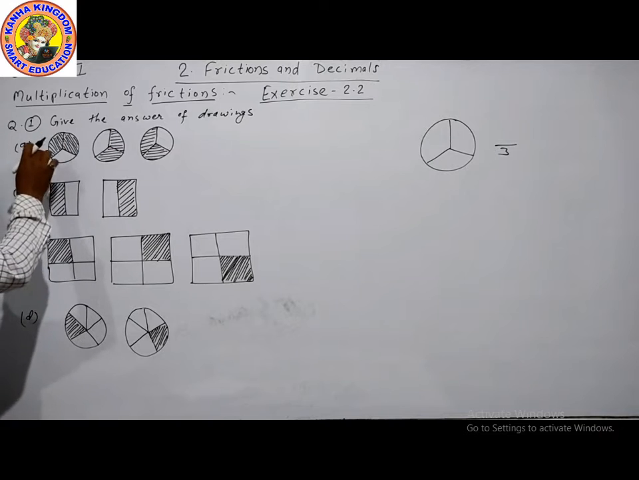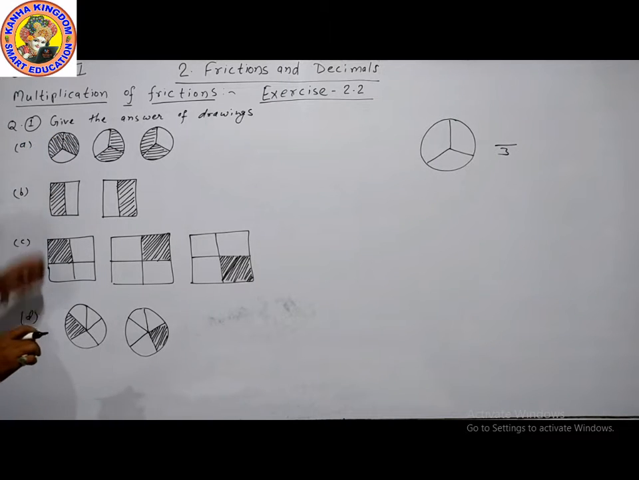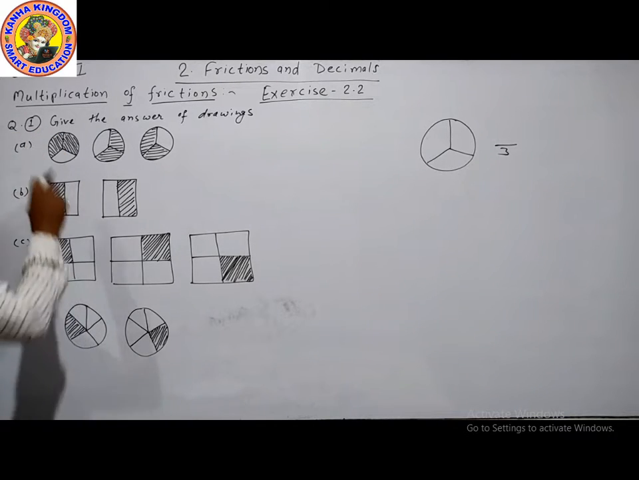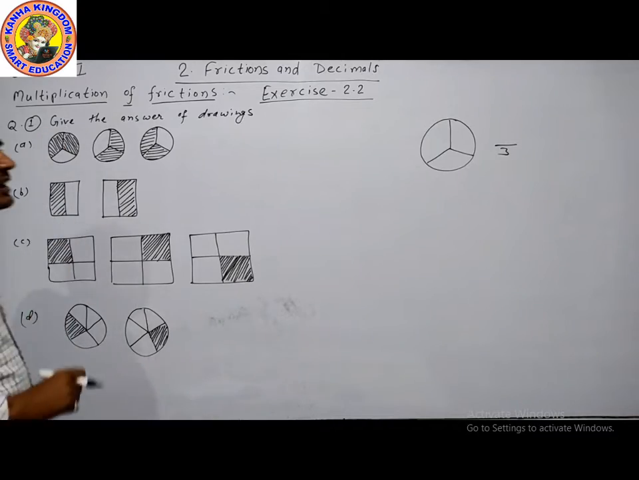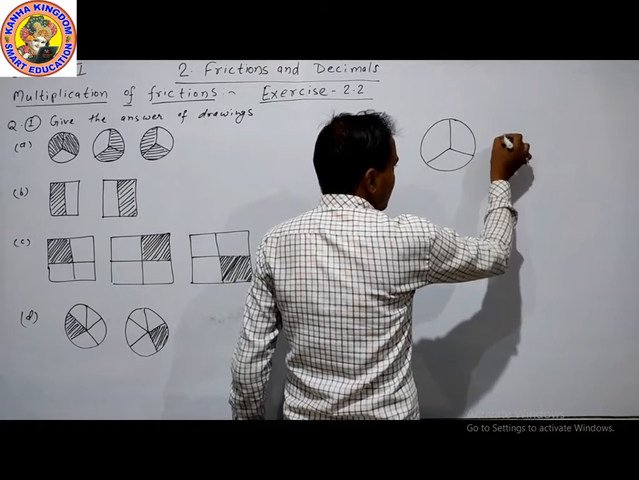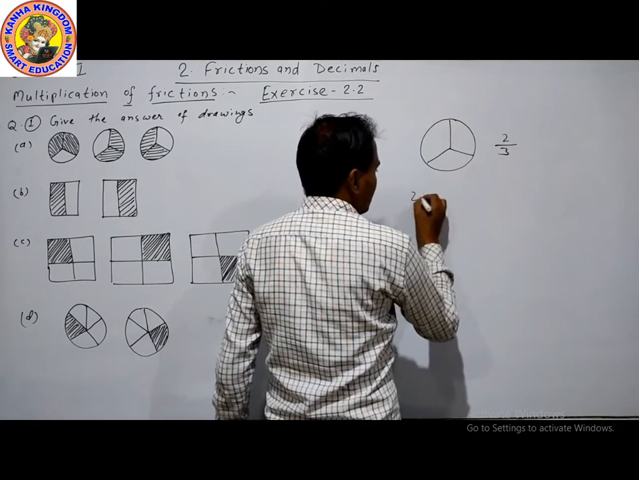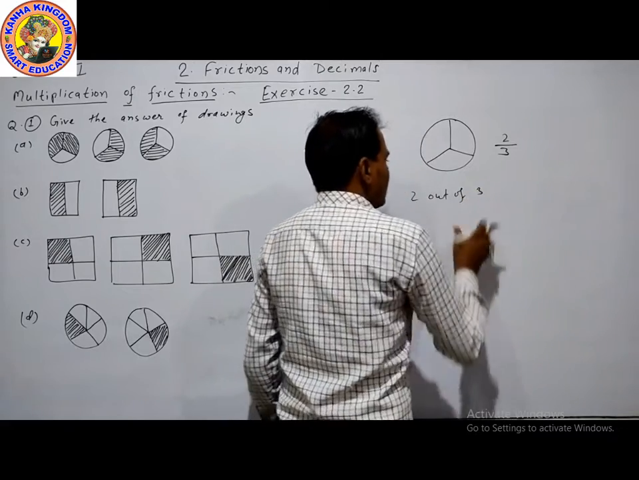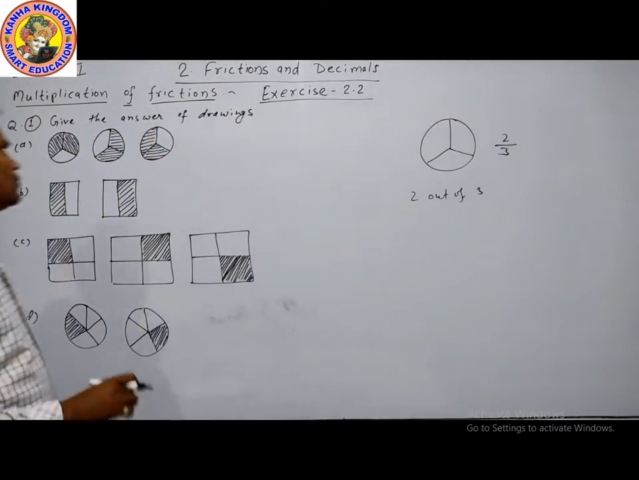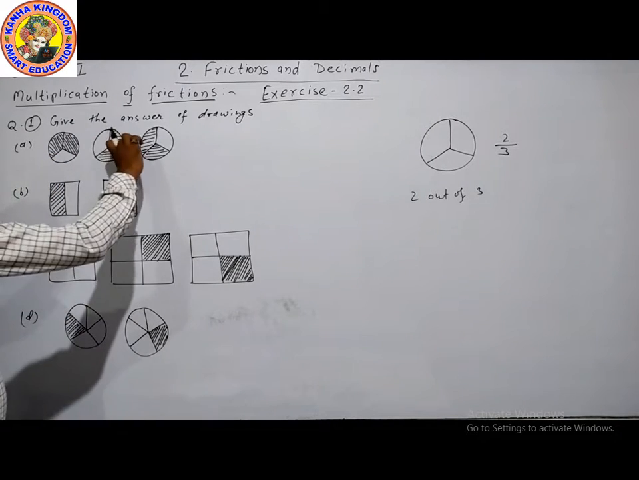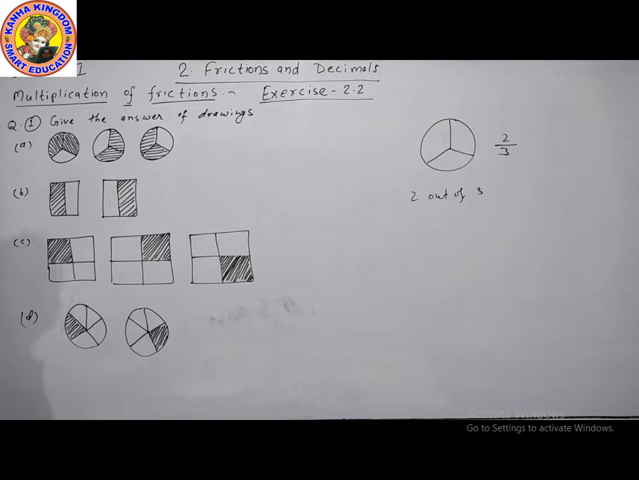In this diagram, we see that there is a dark part in this circle. The dark part is 1 and 2. Two parts of this circle are dark. So 2 out of 3 is our answer in the first, second and third.